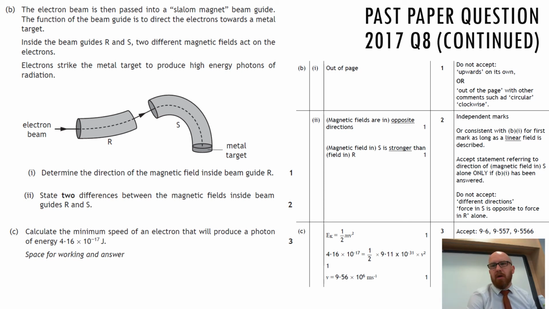Two differences, 2 marks. Calculate the minimum speed of an electron that will produce a photon of energy 4.16 times 10 to the negative 17 joules. So that's the amount of energy you want in the electron. So really, you want that amount of kinetic energy to be hitting the metal target. So it's half mv squared, and there's your energy, 4.16 times 10 to the negative 17 joules. Use half mv squared because that's what turns it into an energy photon, and use the formula. Now, we'll be going over this in class this week.